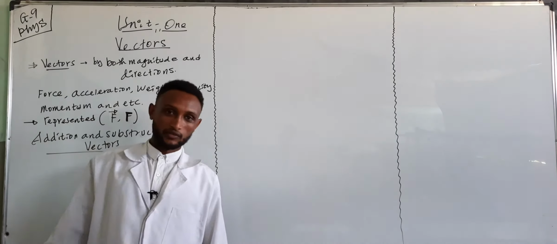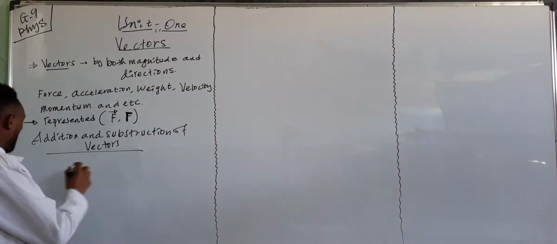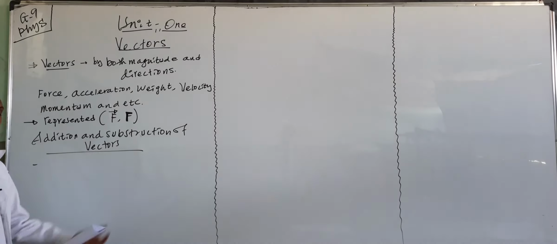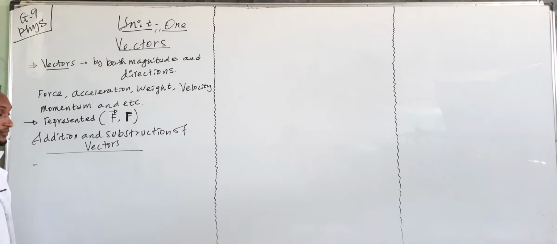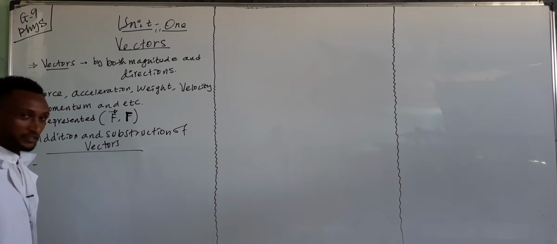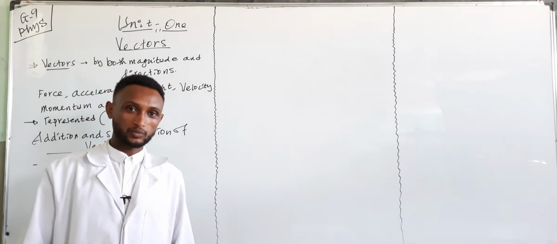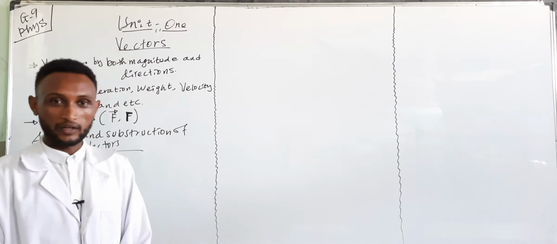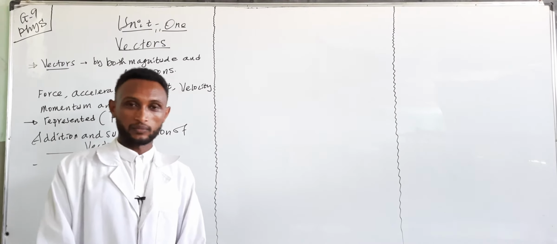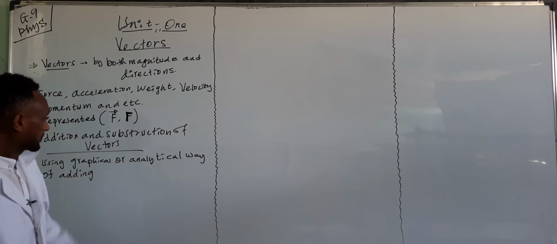Addition and subtraction of vectors. We can combine two vectors together depending on their directions. Two vectors can be added together, or one vector can be subtracted from another, depending on their directions, in different ways. Vectors cannot be added as scalar quantities since they have directions, so we cannot use ordinary algebra. We use a graphical method, or an analytical method, to add vectors.